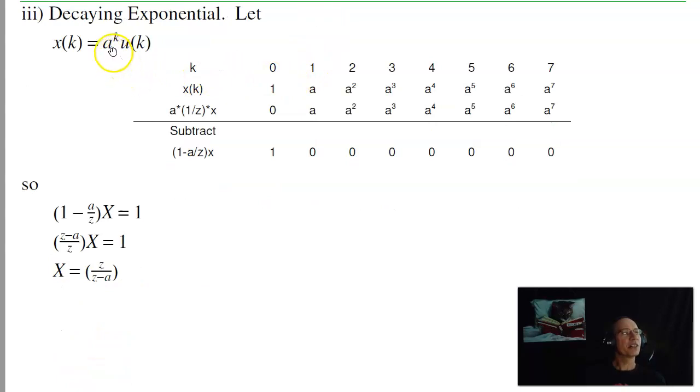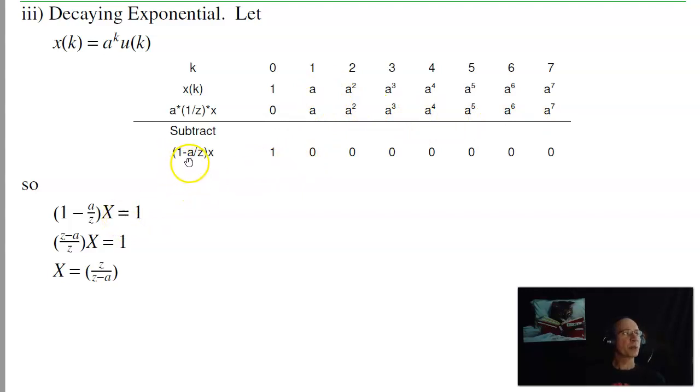If I have a decaying exponential, this would be 1, a, a squared, a cubed, and so on. If I were to delay this and multiply by a, I now get 1 delayed times a becomes a, delayed times a gives you a squared. I get this. Take the difference, I get a delta.